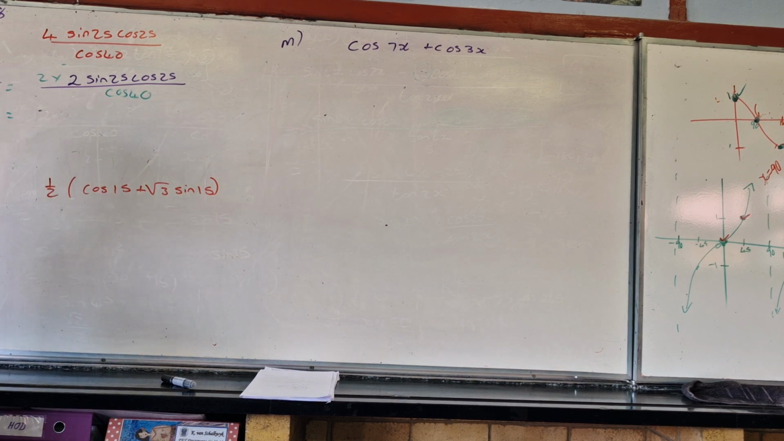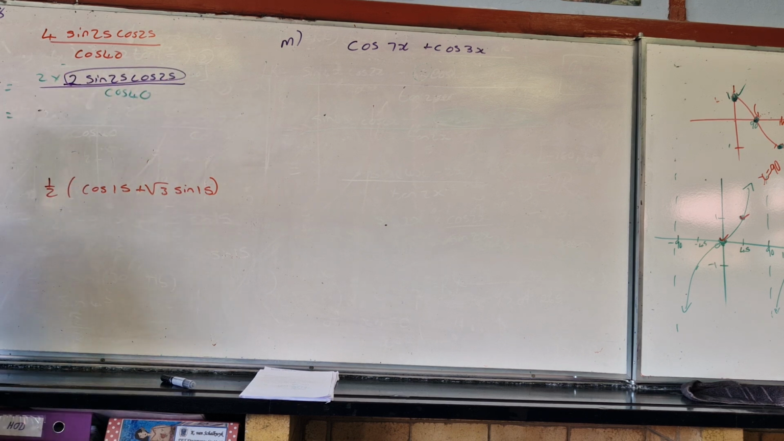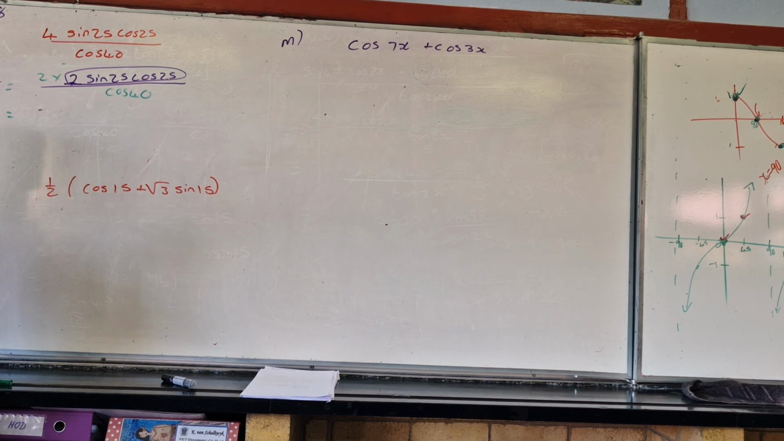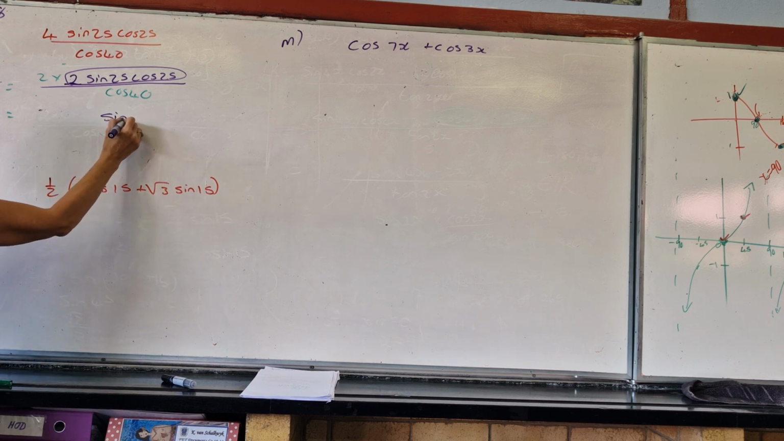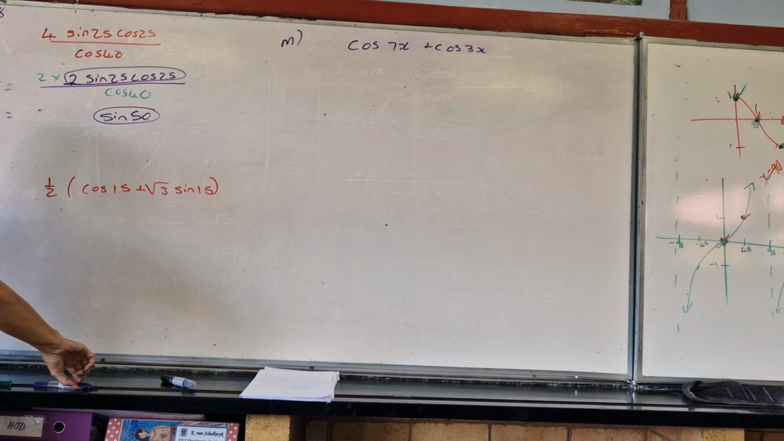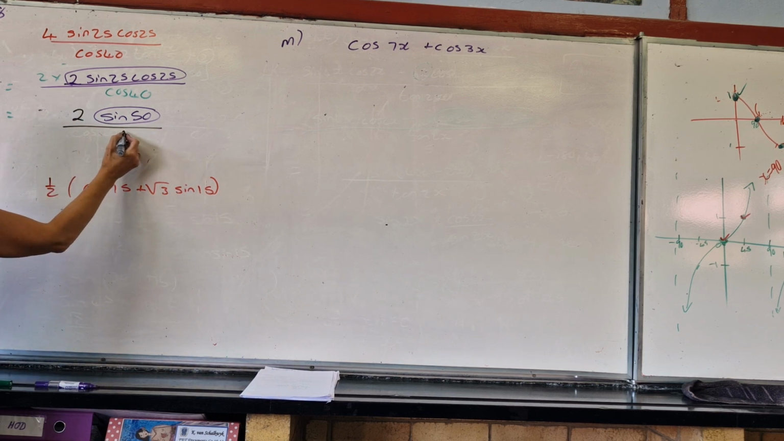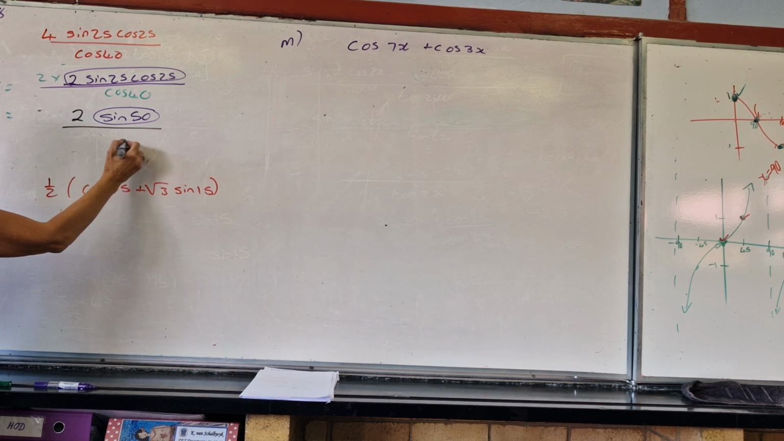Okay, and how does it help me? Because that is a double angle identity, which is what? Sin, double that angle, which is sin 50. The rest of the sum? State 2 and state cos 40. Cos 40.